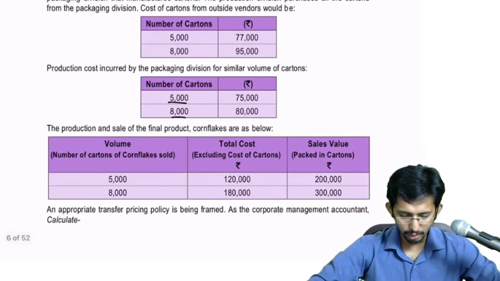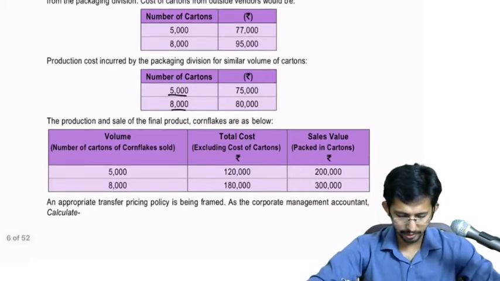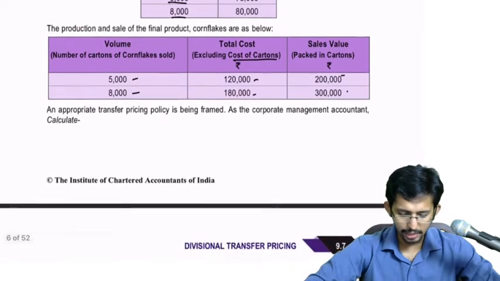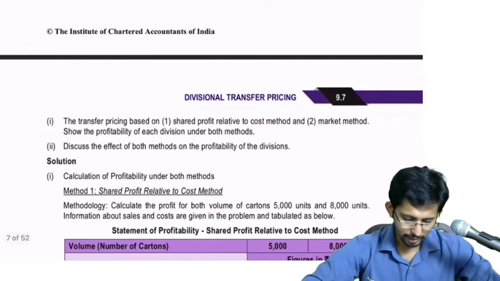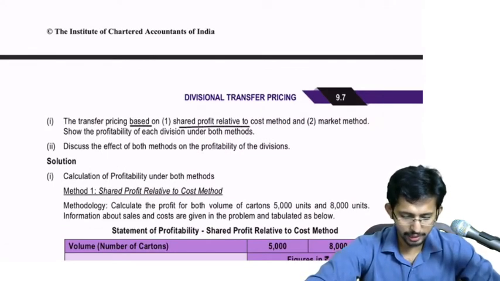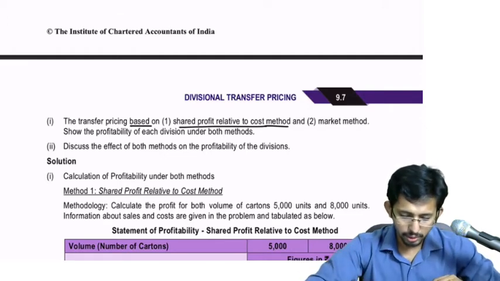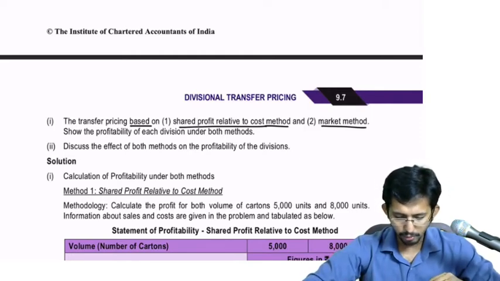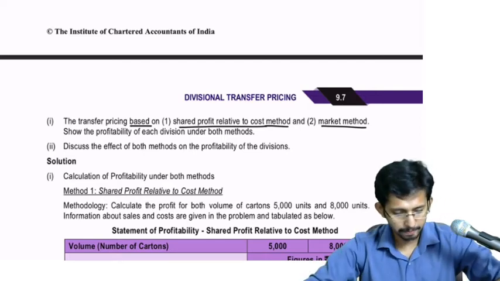Now, production and sale of the final product, cornflakes, are as below. What is the production and sale of the final product? Volume 5,000, 8,000. Total cost, excluding cost of cartons, is given. Then sales value is available. Then an appropriate transfer pricing policy is being framed. As the corporate management accountant, calculate 1. The transfer price based on the shared profit relative to cost method. Then 2. The market method. Show the profitability of each division under both methods. Now discuss the effect of both the methods on the profitability of the divisions. That is the requirement.